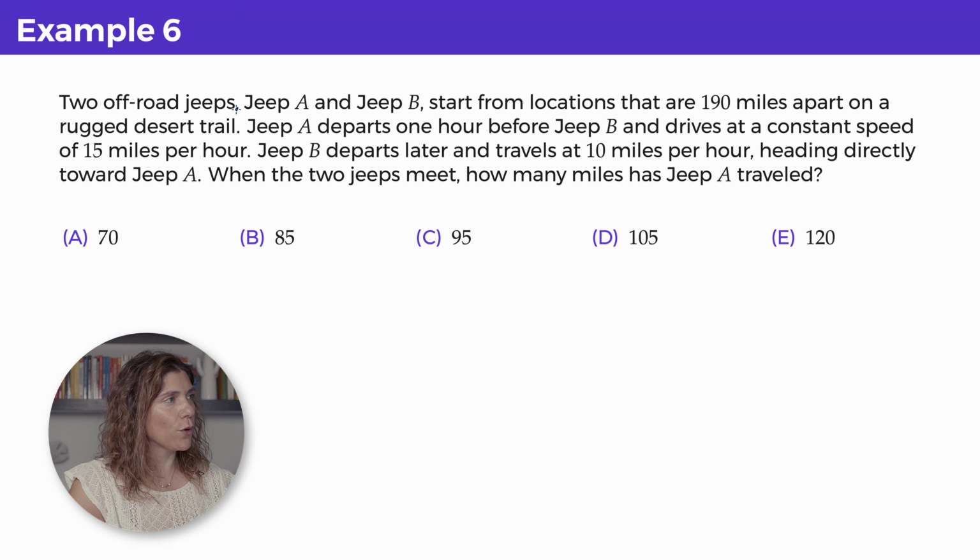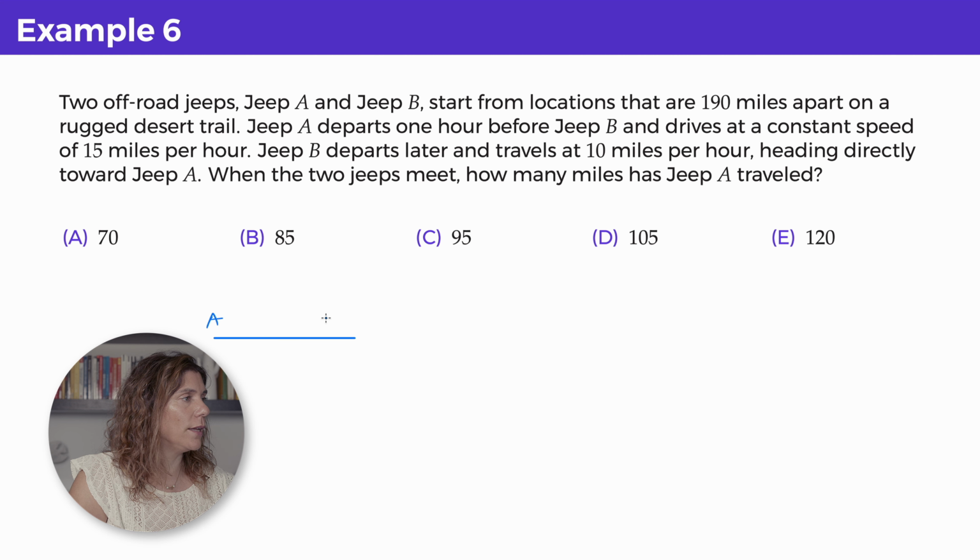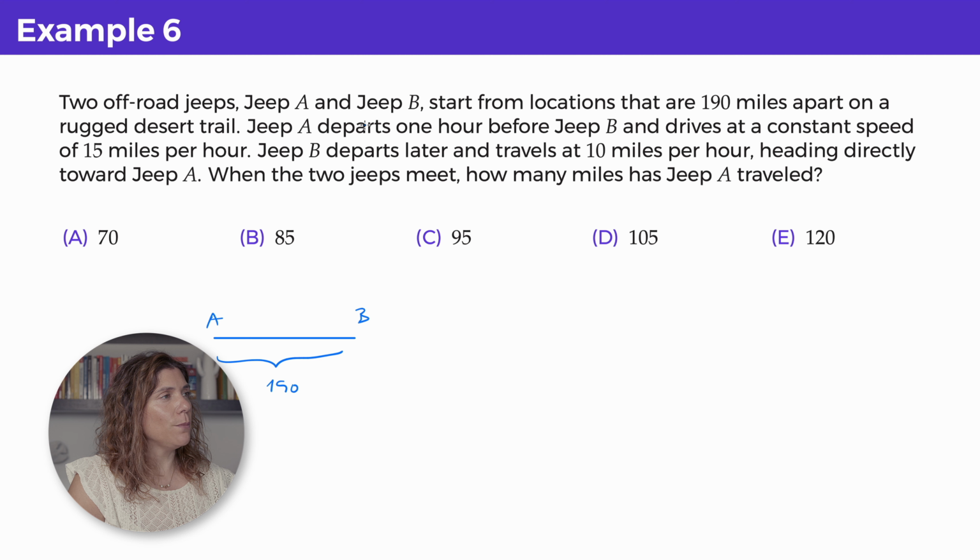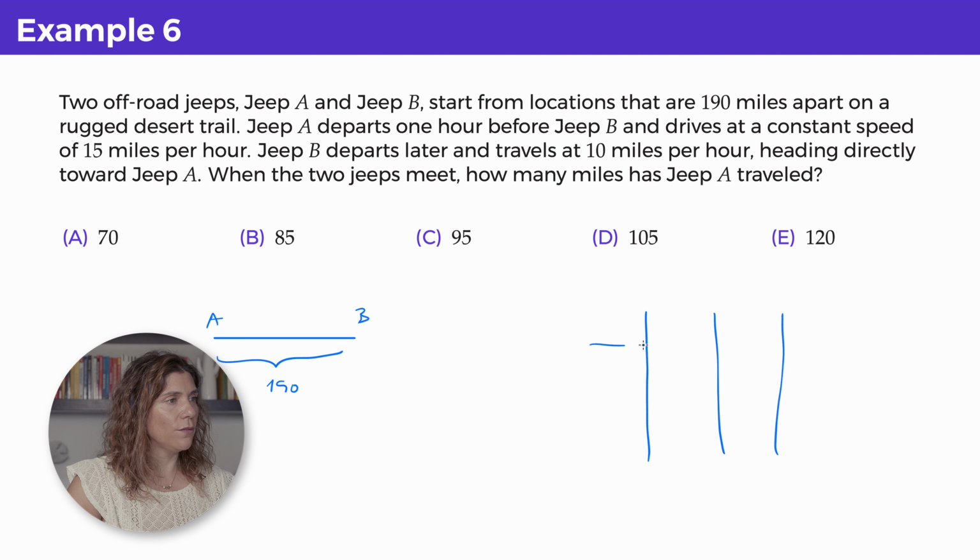Imagine you have two off-road jeeps, Jeep A and Jeep B, that start from locations 190 miles apart on a rugged desert trail. So let's put here the distance between Jeep A and Jeep B. So this is 190 miles apart. And now Jeep A departs 1 hour before Jeep B and drives at a constant speed of 15 miles per hour. Well, in this situation, I usually use a table where I can put the values of speed, distance and time traveled by both Jeep A and Jeep B.